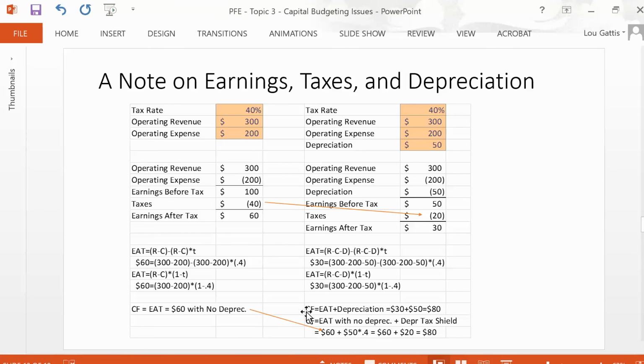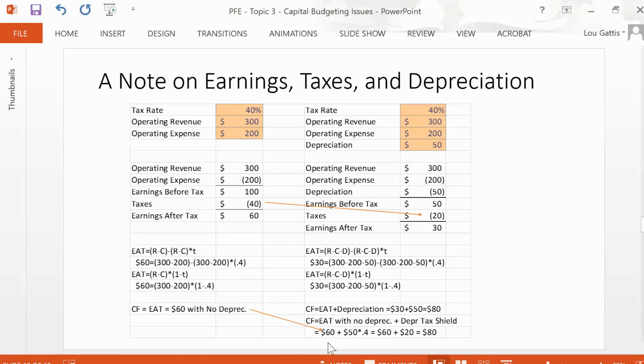But let's talk about cash flow. This example here, although the profit is less, generates more cash flow. So let's look at why. I take my earnings after tax, $30, but I need to add back the one expense I didn't really write a check for. I never wrote a check for depreciation, so I'm going to add that back. So the cash flow in this case is $80.